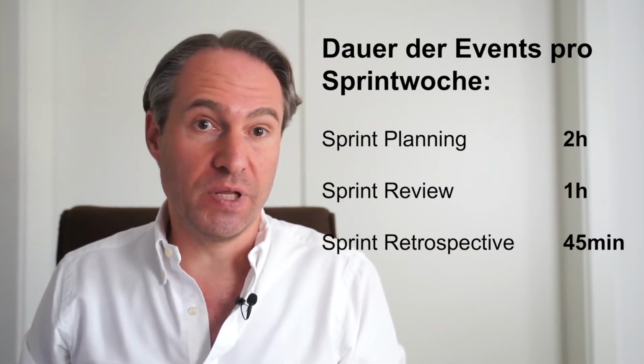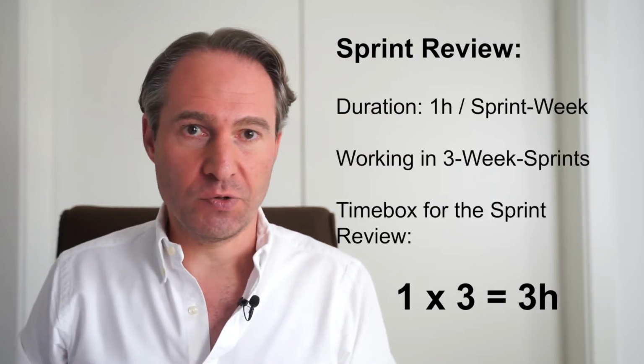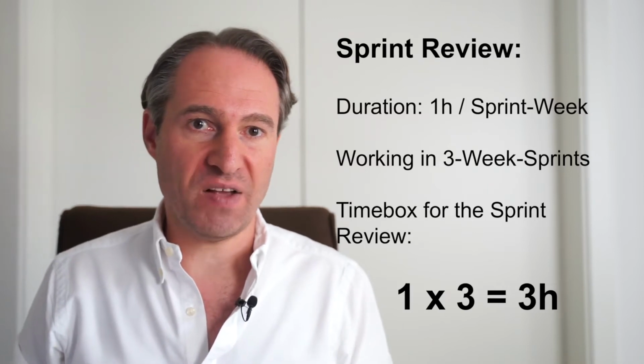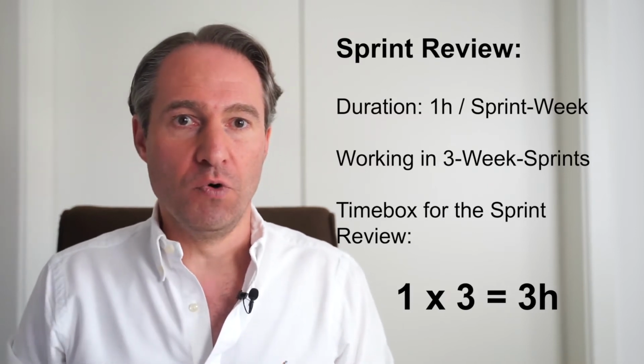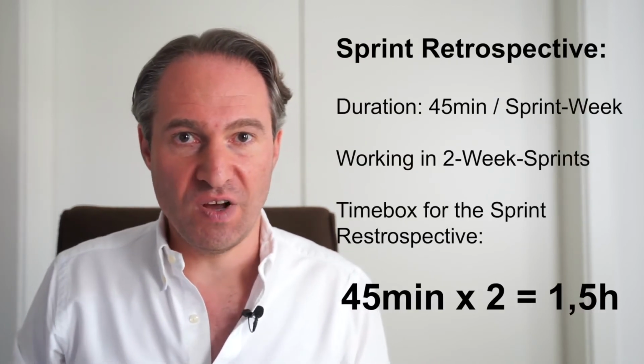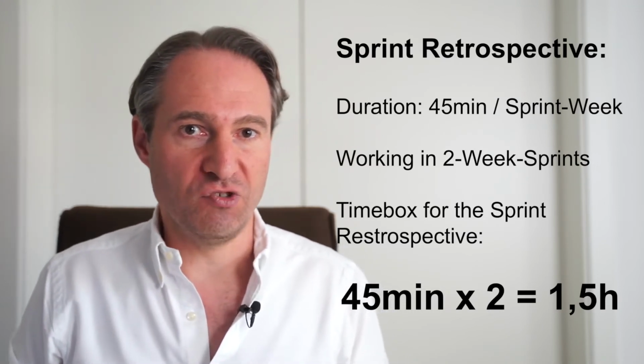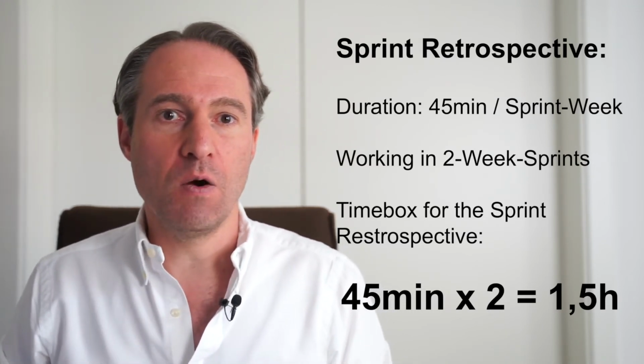You can then simply multiply the durations by the sprint duration in weeks to get the maximum time box for the event. Let's do an example. The sprint review lasts 1 hour per sprint week. If you work in 3-week sprints, the maximum duration of the review would be 3 hours. Or another example, the sprint retrospective lasts 45 minutes per sprint week. If you work in 2-week sprints, the maximum duration of the retrospective would be 1.5 hours. That sounds completely logical, but it's just plain wrong.